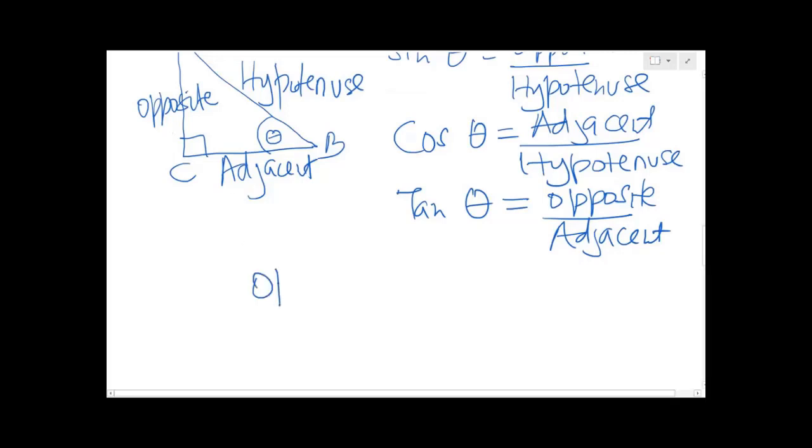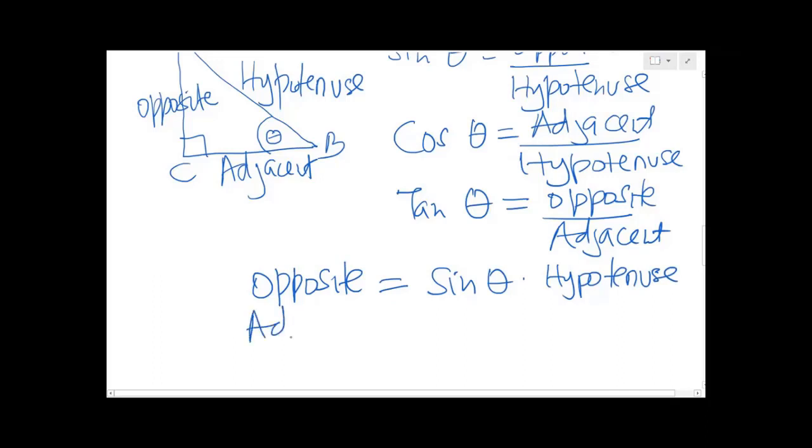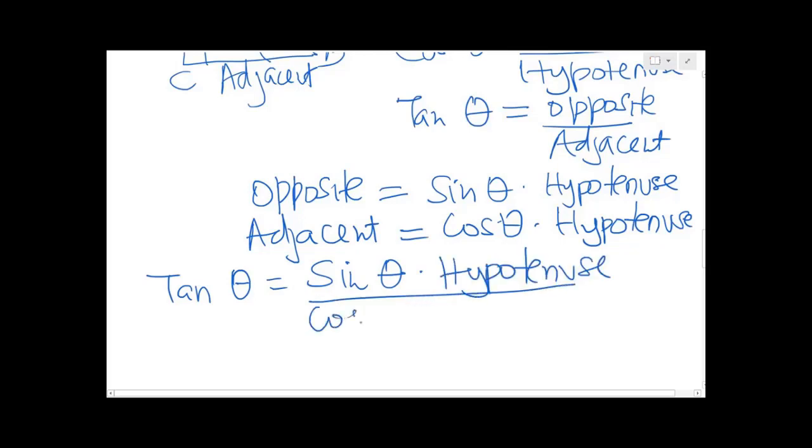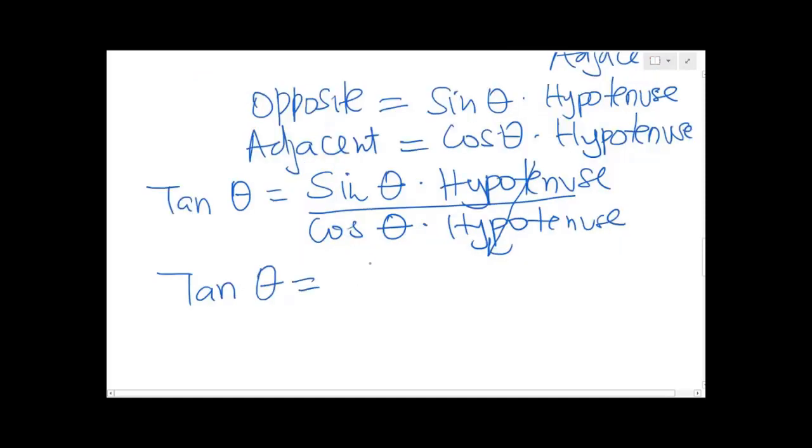If we write the opposite side in terms of the sine and hypotenuse, we get that opposite is equal to sine theta multiplied by hypotenuse. And if we write adjacent in terms of the cosine and hypotenuse, we have adjacent is equal to cosine theta multiplied by hypotenuse. From tan theta equals opposite over adjacent, we have sine theta multiplied by hypotenuse over cosine theta multiplied by hypotenuse, and the hypotenuse cancels.